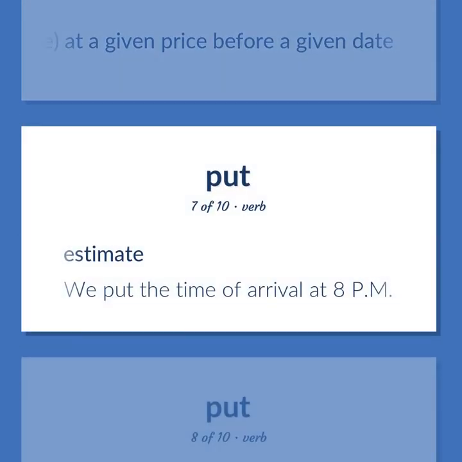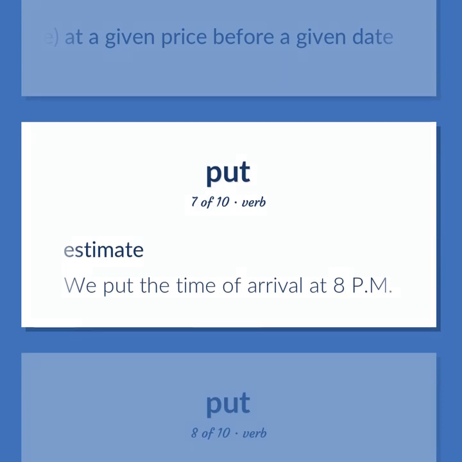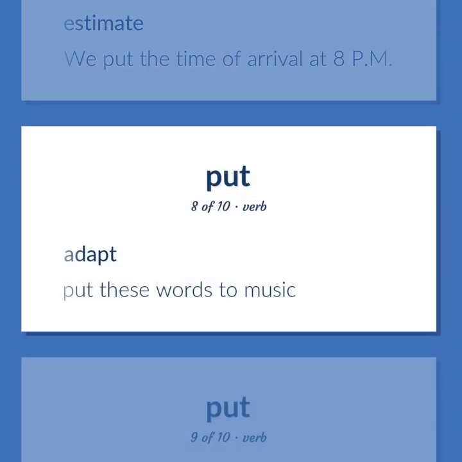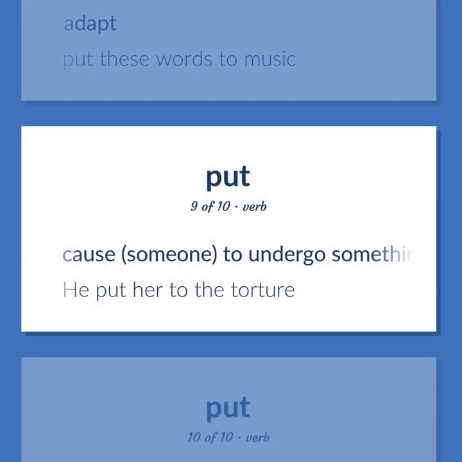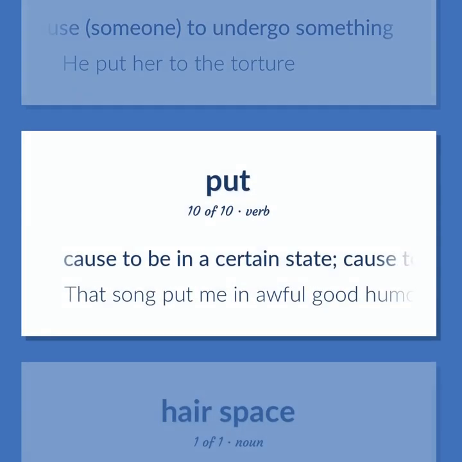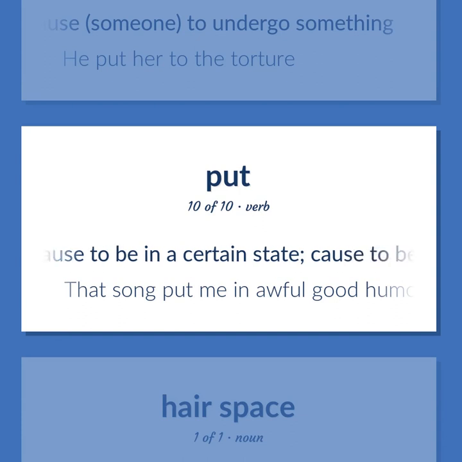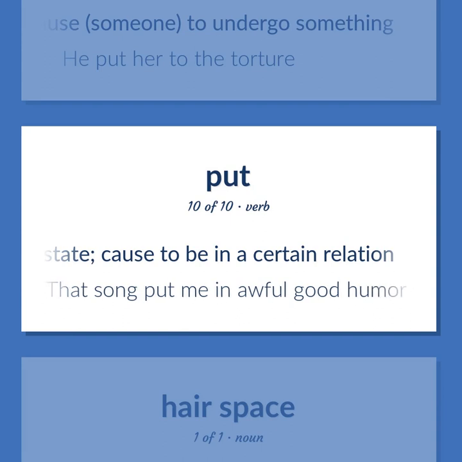Estimate. We put the time of arrival at 8 p.m. Adapt. Put these words to music. Cause someone to undergo something. He put her to the torture. Cause to be in a certain state. Cause to be in a certain relation. That song put me in awful good humor.